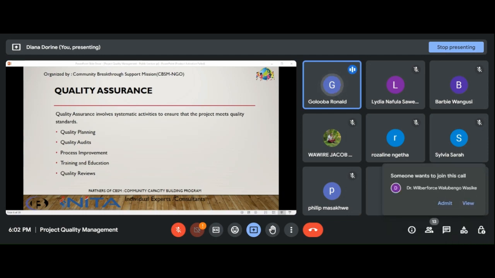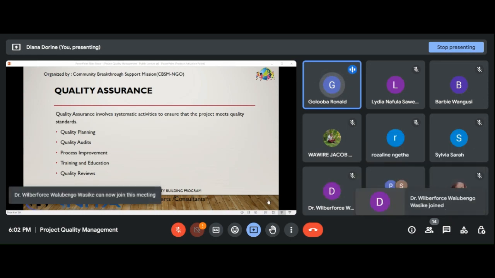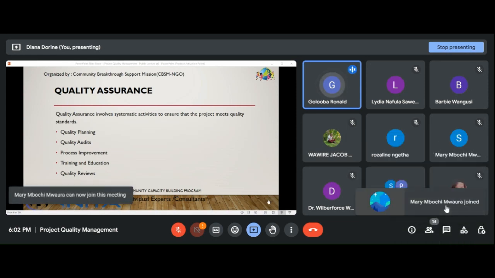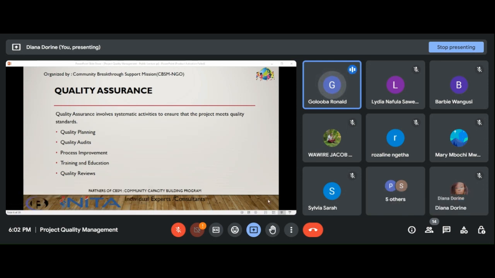So within quality assurance, we have some processes and procedures that we can undertake to ensure that our end products are of quality. And these can include quality planning, where you define the quality standards, metrics, and processes, like we've said. You can use quality audits, and these are conducted regularly to ensure compliance with the quality standards and identifying areas for improvement.